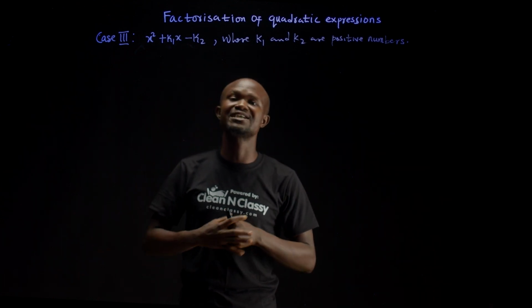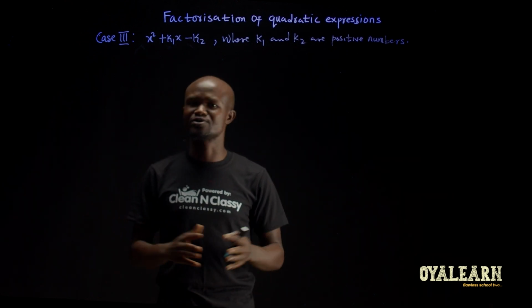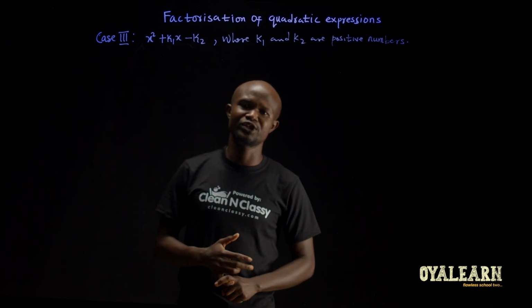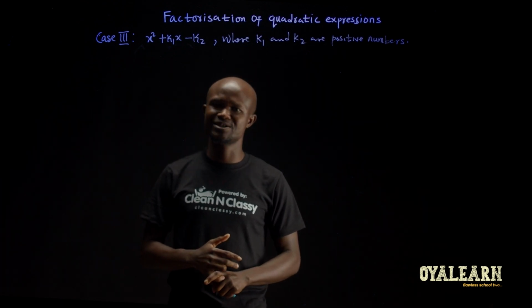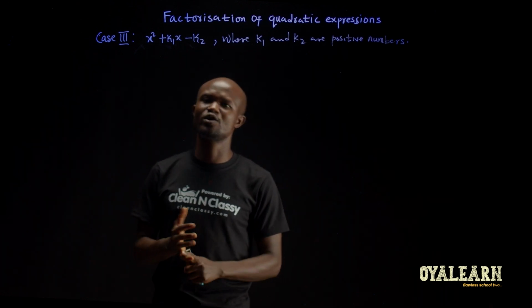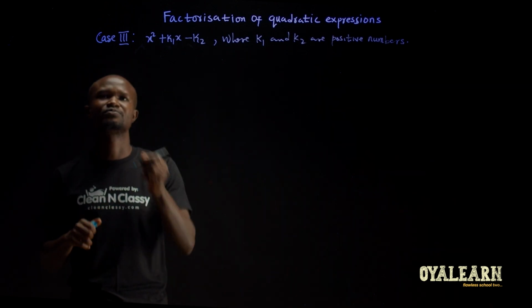Now, since the constant term is negative, for the factors, one of the factors is going to be positive, while the other one is going to be negative. So take note of that. It means that if you are looking for the factors, one of them will be positive, while the other one is going to be negative. Examples.